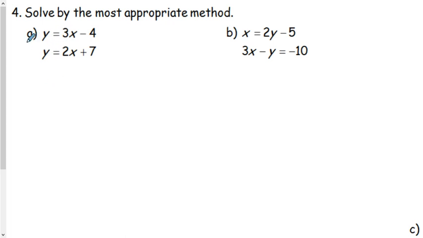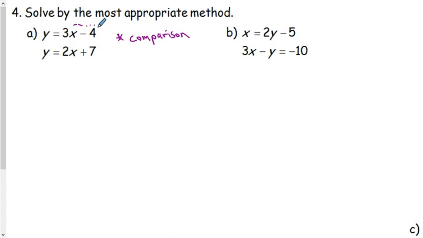Okay, so for our first one we're going to do substitution, but there's a special kind of substitution that's called comparison. That's when we have the same variable isolated for both of them, right? So basically what we can do is just compare the two equations because they're both equal to y. If they're both equal to y, that means the stuff on the right must be equal to one another.